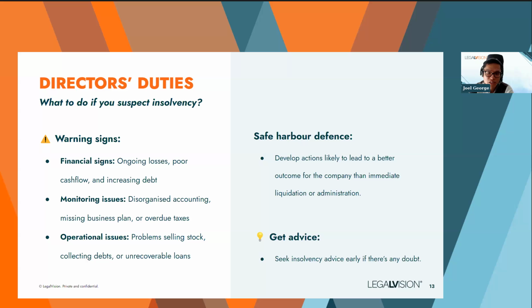The warning signs of insolvency include ongoing losses, poor cash flow. If your business plan doesn't exist, if you have incomplete financial records or disorganized accounts, if you're lacking in cash flow, increasing debt, problems selling stock, overdue taxes, it's the general red flags from the financials. Those are the signs of insolvency, and it's your duty as a director to always be on top of it. It's not enough to just palm it off to an accountant and say, oh, I hired an accountant, they will tell me. As a director, it is your obligation.